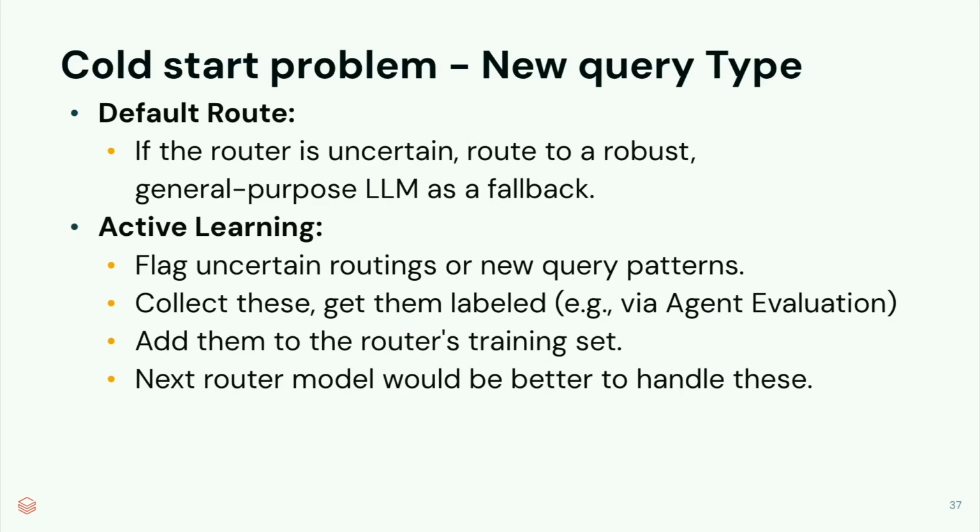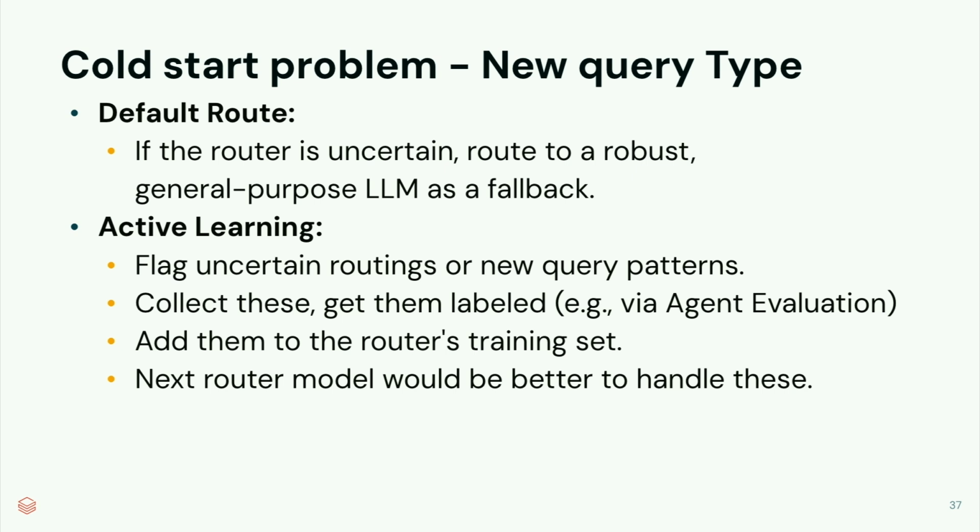Okay, so when we are deploying it, there is a possibility that, for example, in your system there was no coding query, and suddenly a coding query comes in, or some other reasoning query comes in, which was not there in the dataset on which you created the preference dataset. How do we make sure we solve this? The default way would be to send it to the router which is more robust and general purpose, because you do not want to compromise the quality of the user response. Active learning is where you have new query patterns.